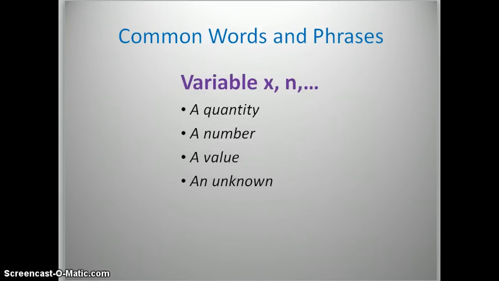Finally, we will have expressions that contain a variable, and when you're writing your variable, you can use any letter that you wish. We often use x or n in these questions, but if you happen to like another variable better, you can certainly do that. I would just stay away from the letter O because it does look like a 0. Some phrases that you'll see are a quantity, a number, a value, or an unknown. And that will tell you that you don't know specifically what the number is, so you're going to replace it with a variable.